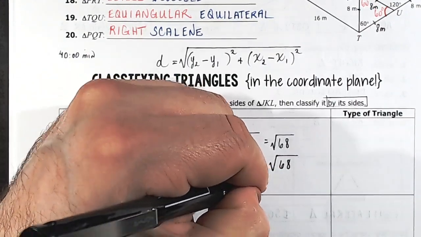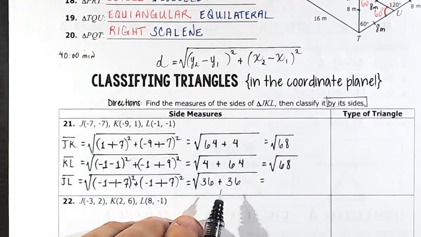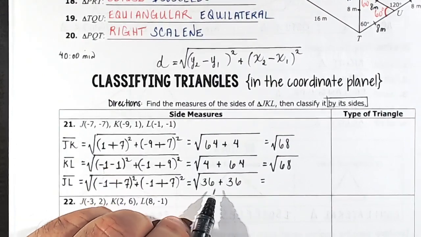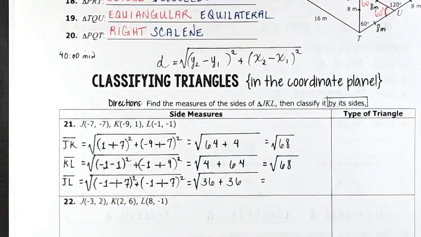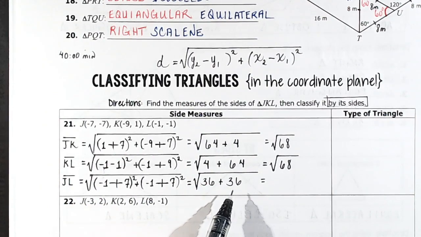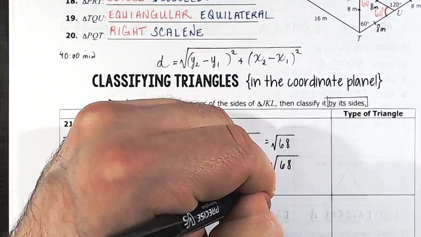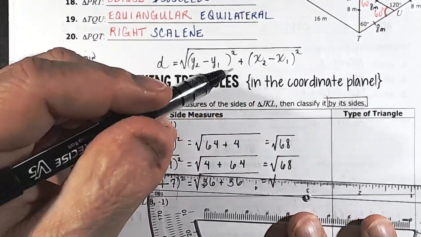And I can simplify that further by adding these two elements of the radicand. The radicand is what's underneath the radical sign. So 36 plus 36 gives me the square root of 72.